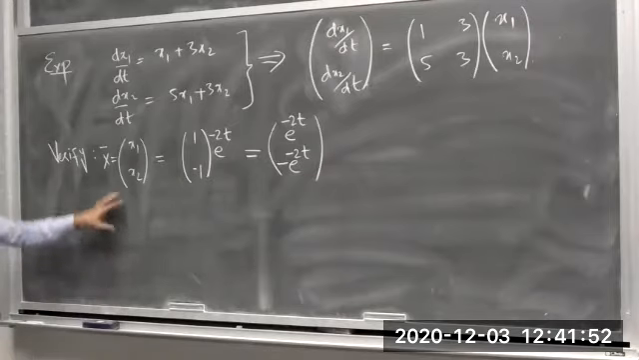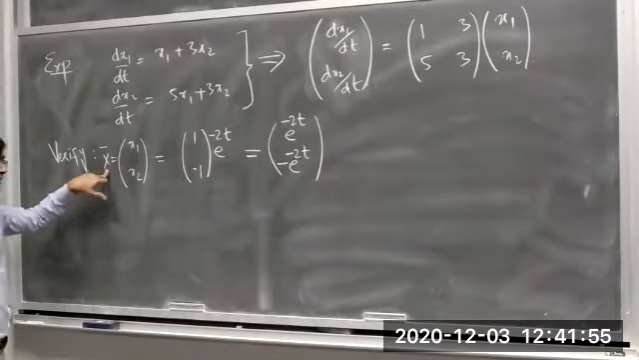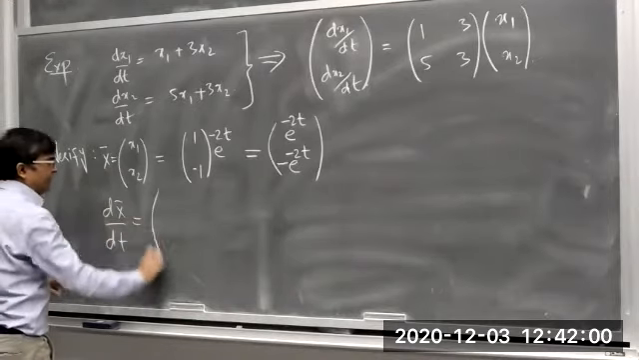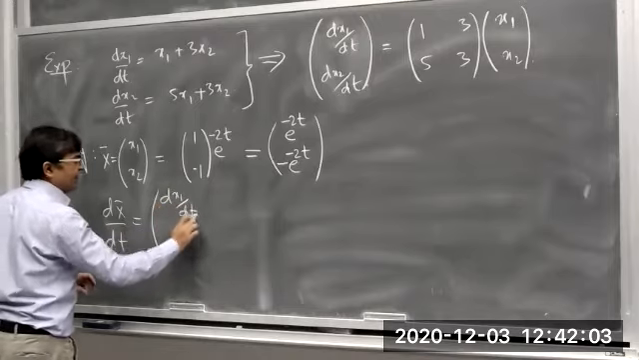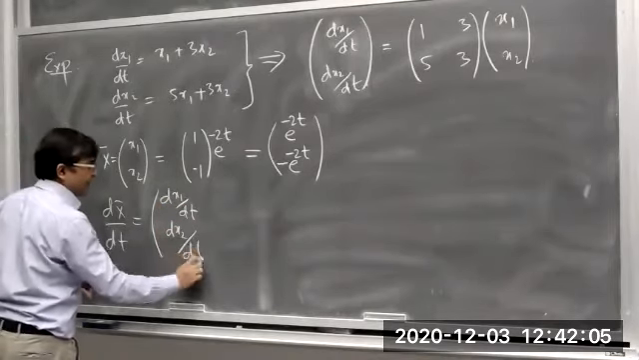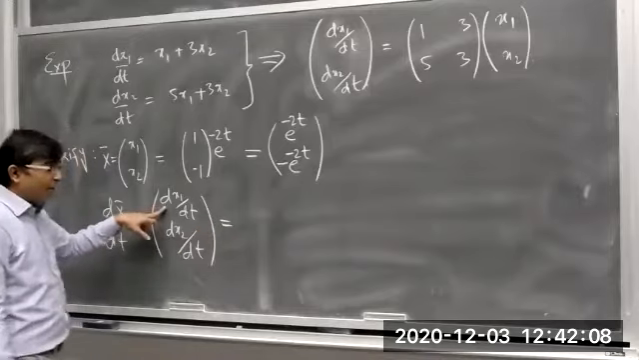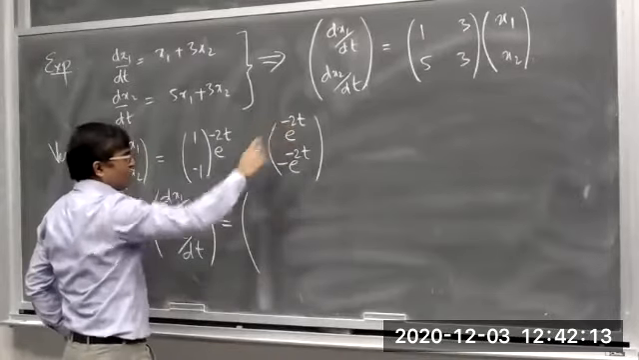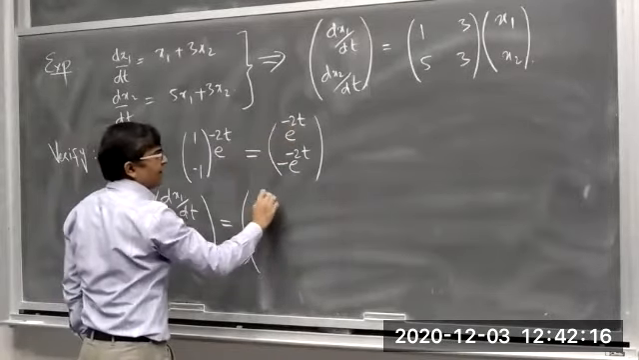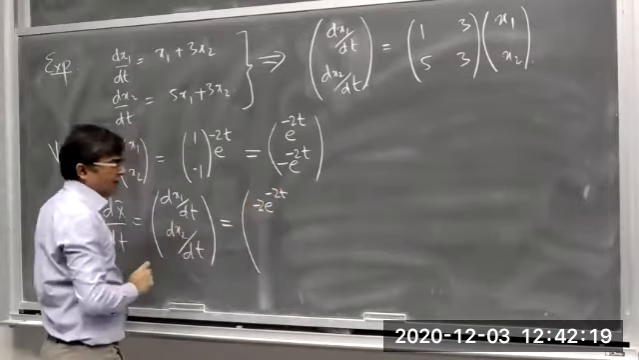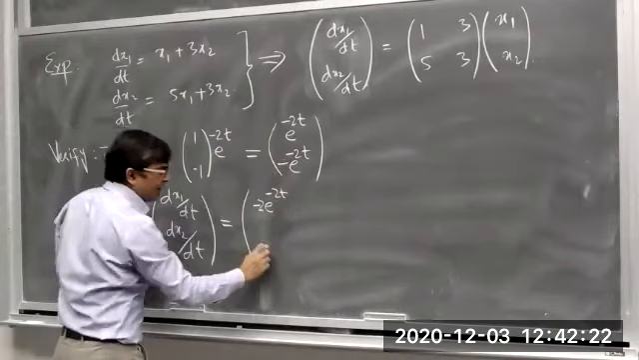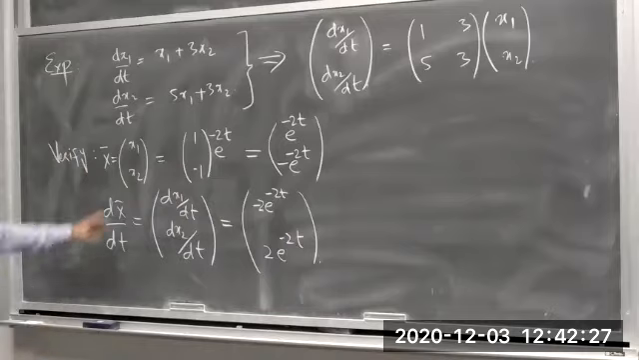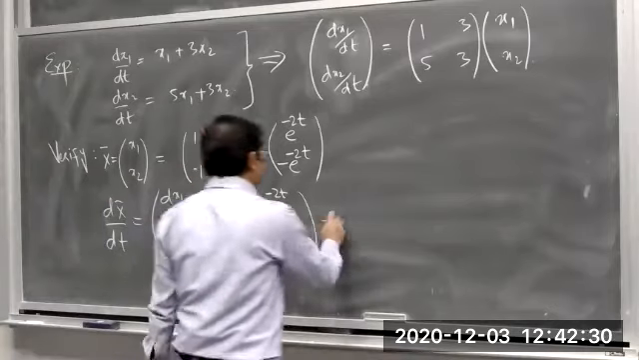Now, if you need to verify that this is your solution, you have to take its derivative. So its derivative would be dx/dt, which is dx1/dt and dx2/dt. We need to take the derivative separately of each solution. So the derivative of e^(-2t) is -2e^(-2t), and the other one, minus times minus becomes plus, 2e^(-2t). So this is the derivative of the solutions x1 and x2. This is your left hand side.